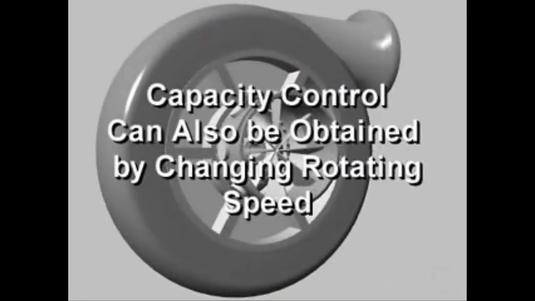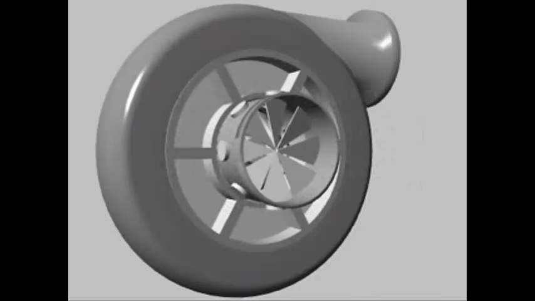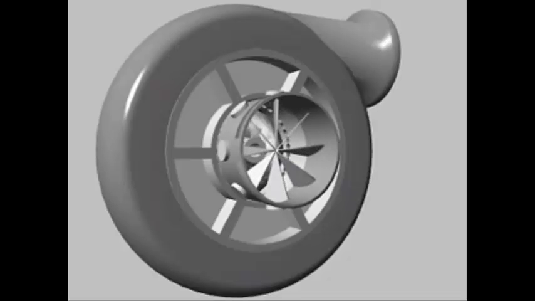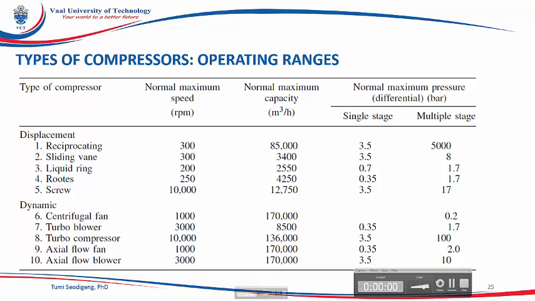In addition, capacity control in a centrifugal compressor can also be obtained by changing the rotating speed. This concludes our segment on the mechanical non-positive displacement vapor compression cycle using a centrifugal compressor. We have covered the basic operating principles of most compressor types.